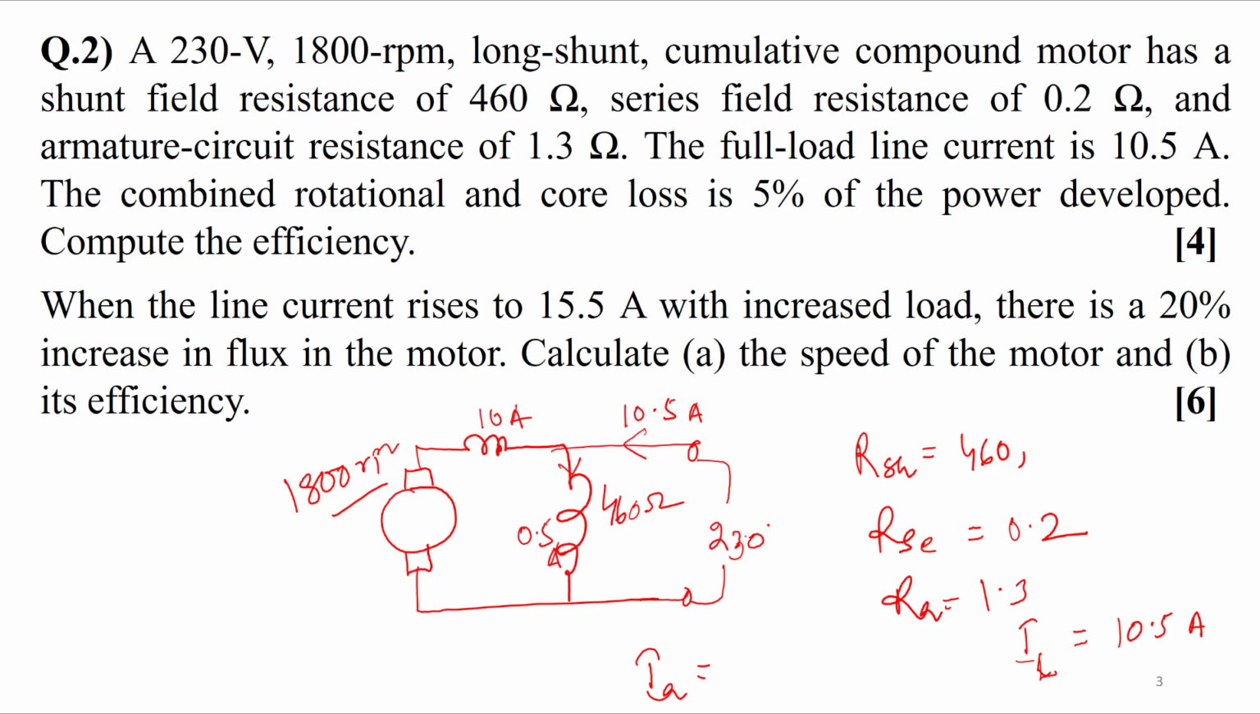This field is connected across the source, right? So 230 by 460, it is 0.5 ampere. So then 10 ampere is flowing in the armature circuit. Now you can do all the problems, right? This is very simple now. So I hope you can do it, right? Everybody? Okay. So I don't think I need to do any further explanation.